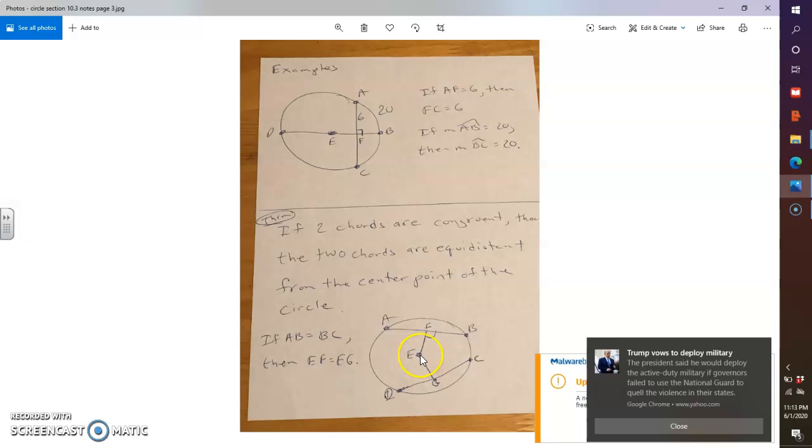So how would I know if I have a line that has got to be equidistant to the center point? It's based on the fact that I should have a right angle here and a right angle here. And when that happens, we can conclude EF is equal to EG.